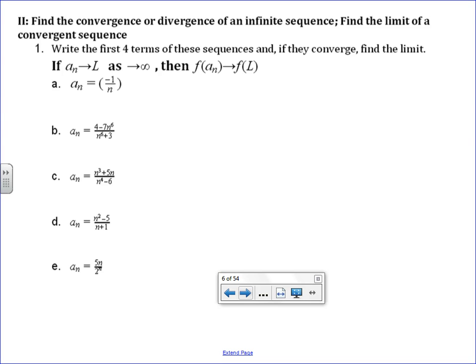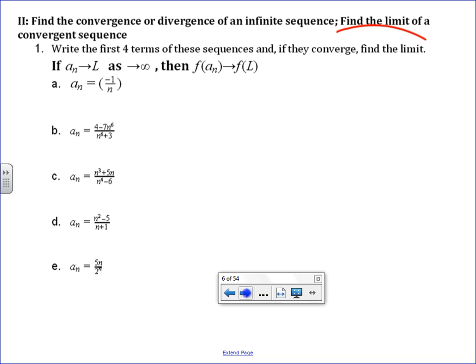I already gave you the hint that you can find the limits. Let's not even worry about writing the first 4. I know you guys can do it, and we've done it lots. So, find the convergence or divergence of an infinite sequence. Find the limit of a convergent sequence. The words are a little bit different, but we already saw that it's a limit. So the first 4 terms, let's not worry about that. If they converge, find the limit.